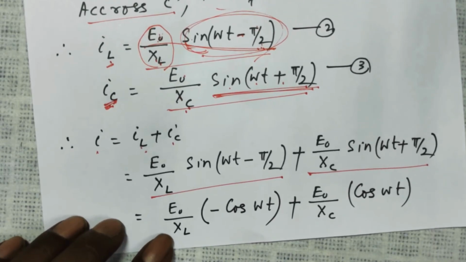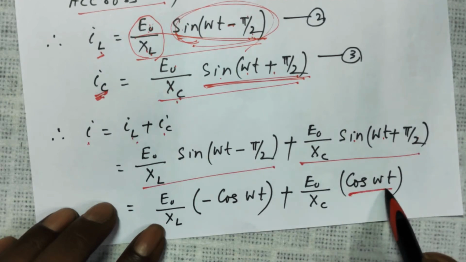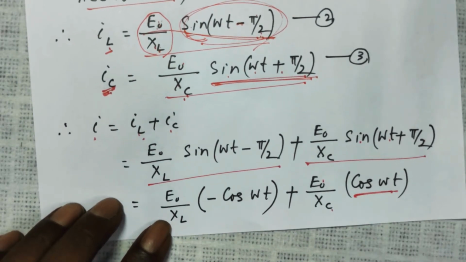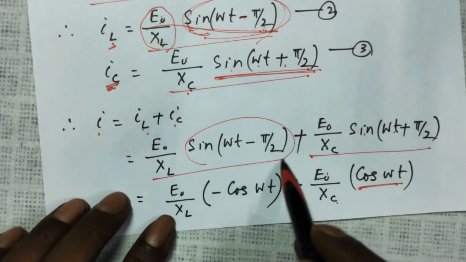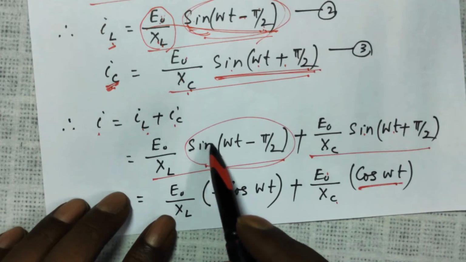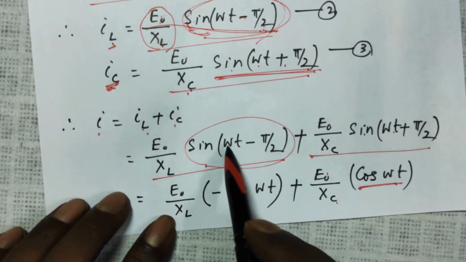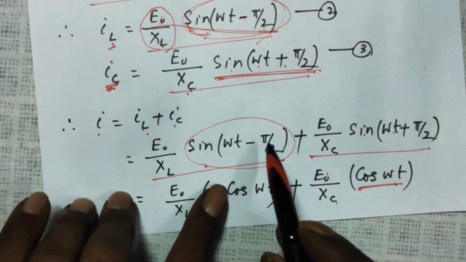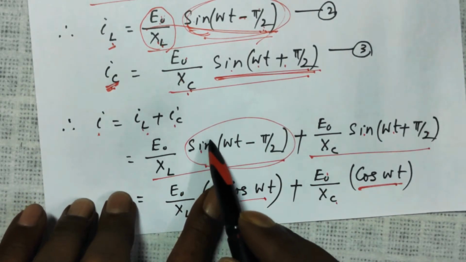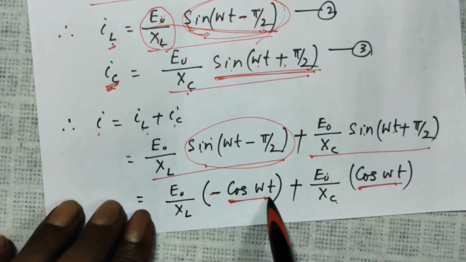Now some simple trigonometry. Sine of 90 plus theta is cos theta, that is cos omega t, E naught over Xc. Now what will be this? You can take a minus sign common here. So this becomes sine of pi by 2 minus omega t, that is cos omega t. But sine of minus theta is minus, therefore minus cos omega t.